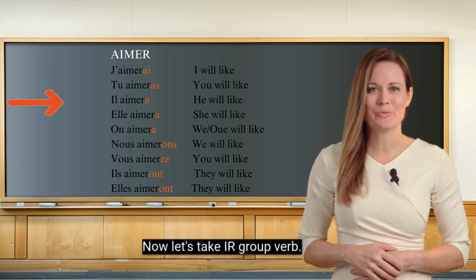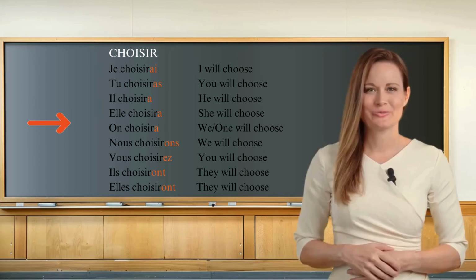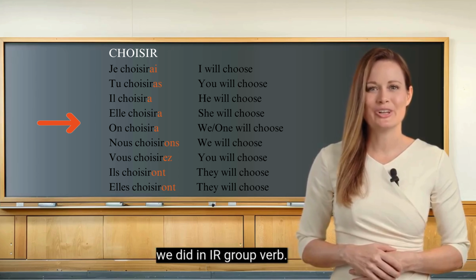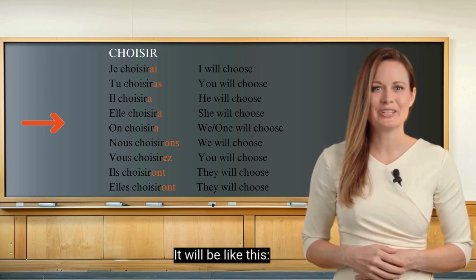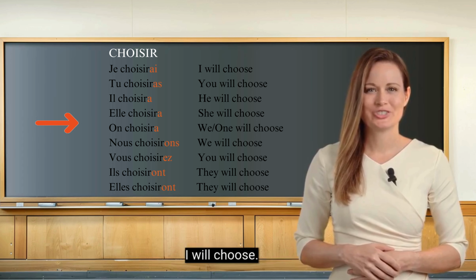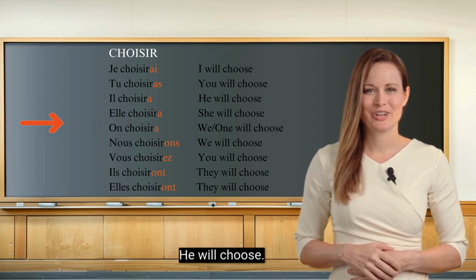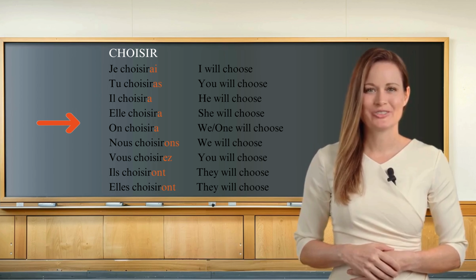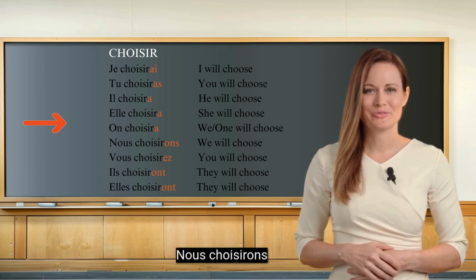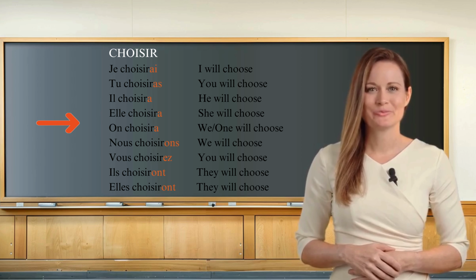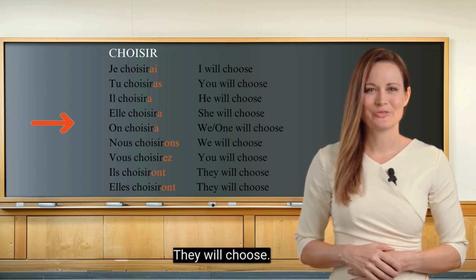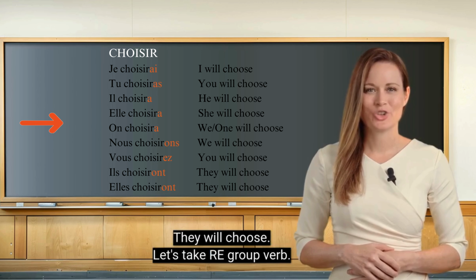Now let's take the IR group verb. For example, choisir. Here also we will do the same as we did in the ER group verb. We will take the infinitive form as it is and add the endings. It will be like this. Je choisirai, I will choose. Tu choisiras, you will choose. Il choisira, he will choose. Elle choisira, she will choose. On choisira, we or one will choose. Nous choisirons, we will choose. Vous choisirez, you will choose. Ils choisiront, they will choose. Elles choisiront, they will choose.